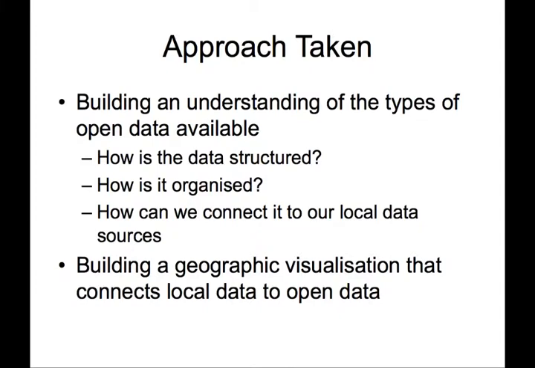The BILS project took a 3-step approach to answering the key questions. So first of all, we built an understanding of the types of open data available. So the sort of things we were looking for there was, how is the data organized? How is it structured? How can we align it with our local data sources? How do people even identify this open data in the first place? Following that, we built a geographical visualization tool that allows us to interactively connect local data to open data. And then we carried out an evaluation of how we felt this tool would be used and what kind of problems our end users were facing when using this tool.